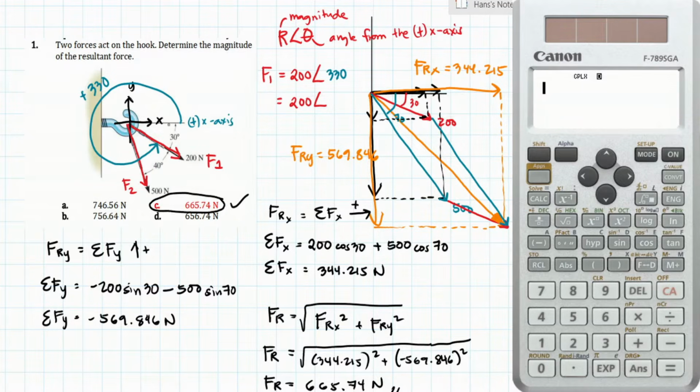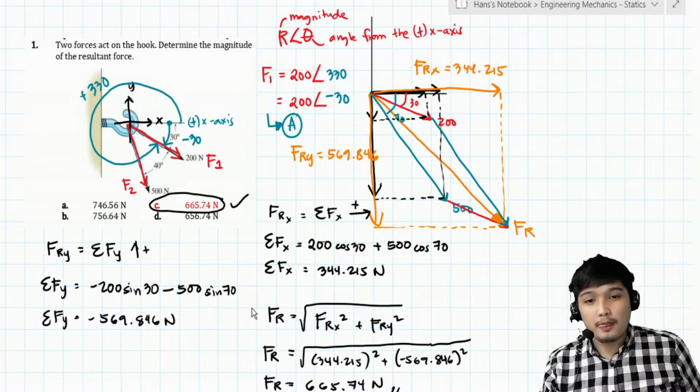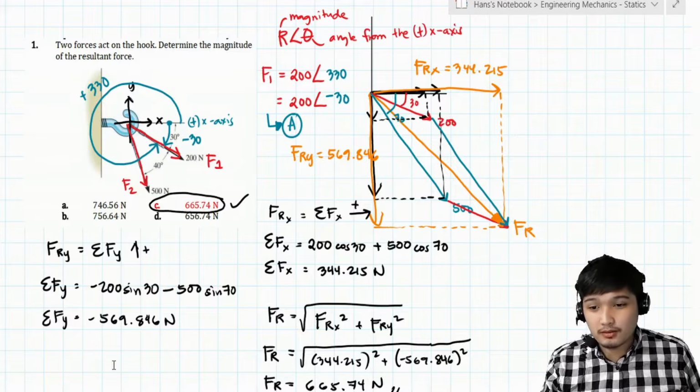Pwedeng pa ganito naman, basta laging mag-i-start tayo sa positive x-axis. In that case, sa trigonometric, clockwise direction is a negative angle. So, this one is negative 30. Pwede mo rin lagayan 200 angle negative 30. Okay? And then, gagawin mo lang dyan class, just simply store sa letter A. Tanggalin ko nga muna class yung calcu. Ayan, no? Yan yung for F1.